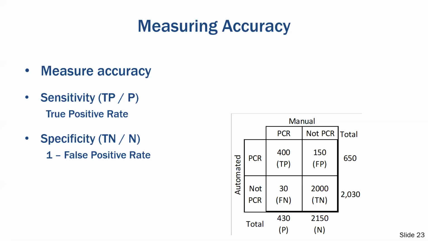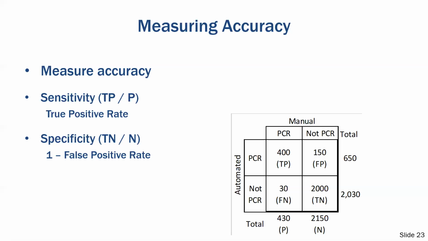The machine learning algorithm accurately, in the upper left quadrant, classified 400 of those 430 actual PCR projects. It classified them accurately. It recognized them as true positives for PCR. It missed 30 of them. Those are 30 false negatives in the bottom left. On the other hand, in the bottom right, it accurately classified 2,000 of the manually reviewed projects that were not PCR, but it produced 150 false positives where it took a project that wasn't actually PCR and it thought it was. So it lets you know your errors.